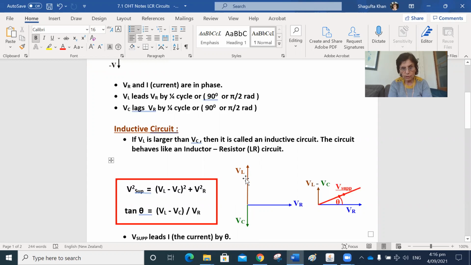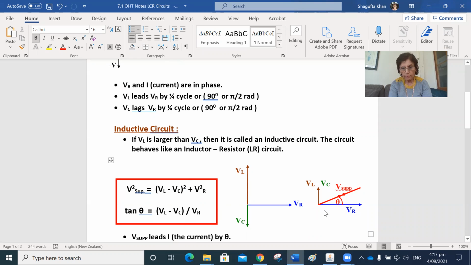Since they've got opposite phase, if the voltage across the inductor is more than the voltage across the capacitor, we will have to subtract this from that and draw another vector there. So that is VL minus VC, and that's VR, and that's the supply voltage. So when the voltage across the inductor is more than the voltage across the capacitor, the circuit is an LCR circuit, but it behaves as if the capacitor wasn't there, like an inductive circuit. And again, we add them in a vector manner. So V supply squared is (VL minus VC) squared, which is this one, plus VR squared.